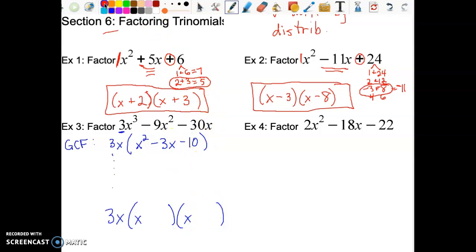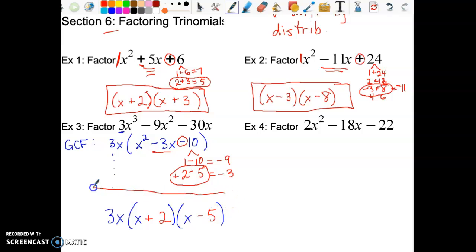And what we have to figure out is what are factors of 10? Well, there's only two possibilities, 1 and 10, 2 and 5. And now notice my sign is negative, so I subtract. 1 minus 10 would give me negative 9. 2 minus 5 gives me negative 3, which is exactly what I want. So what that tells me is it's a plus 2 and a minus 5. And this is your final answer for exercise 3.